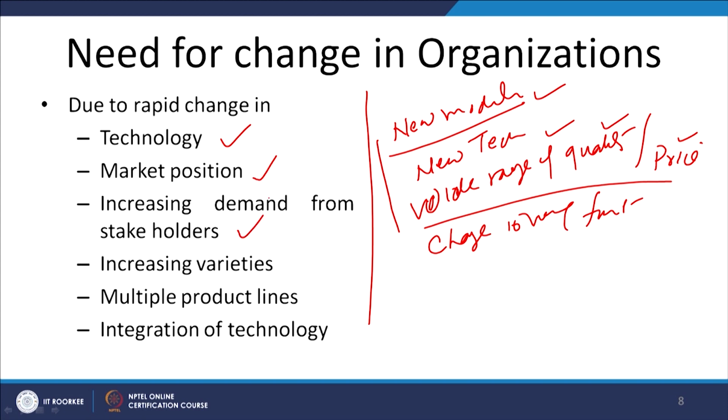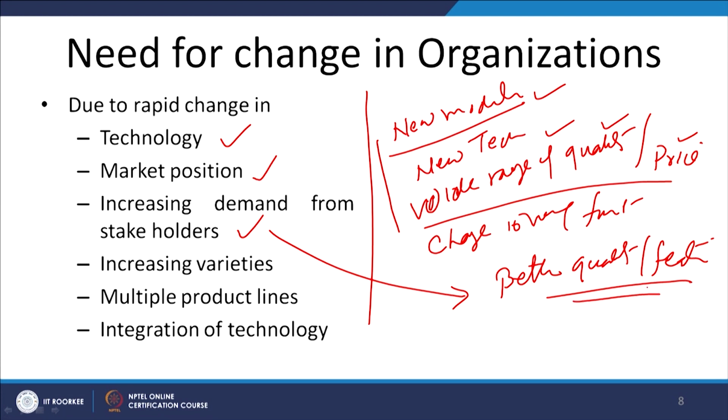Increasing demand from the stakeholders means they are looking for better and better quality features in the product, and that is why we say that the demand from the customers is increasing. They are asking for more while paying less, and this is putting a lot of pressure on the organizations to deal with the challenge of increasing quality requirements at low cost.